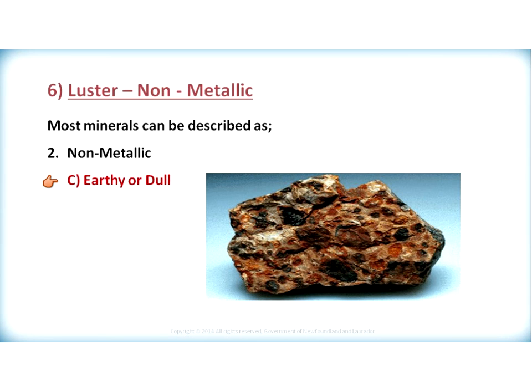The third non-metallic luster is one that's said to be earthy or dull. They don't have any shiny surfaces or any glassy surfaces. Instead, they're more dulled in appearance, or they basically look like soil and earth. So they would be considered to have an earthy or dull luster. In this case, we see the mineral bauxite, which would display this luster.